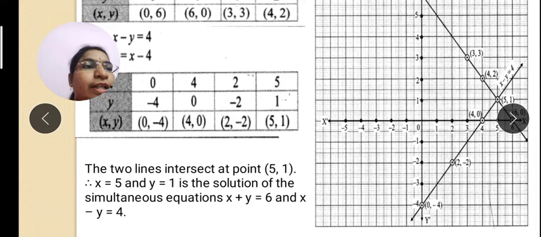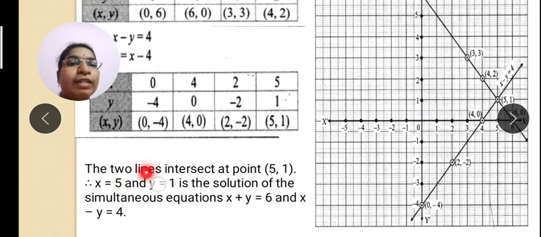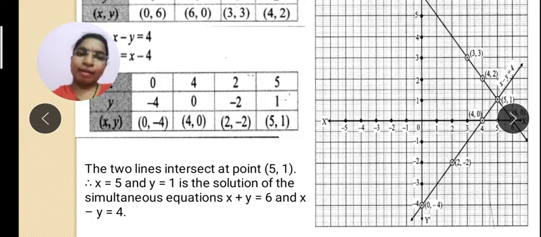And after drawing these, what will you get? You will get a straight line. Now, after drawing both lines, you have to write the solution in this way. The two lines intersect at the point 5, 1. The intersection point of the two lines is 5, 1. So x is 5 and y is 1 is the solution of the given simultaneous equations. This we solved graphically.